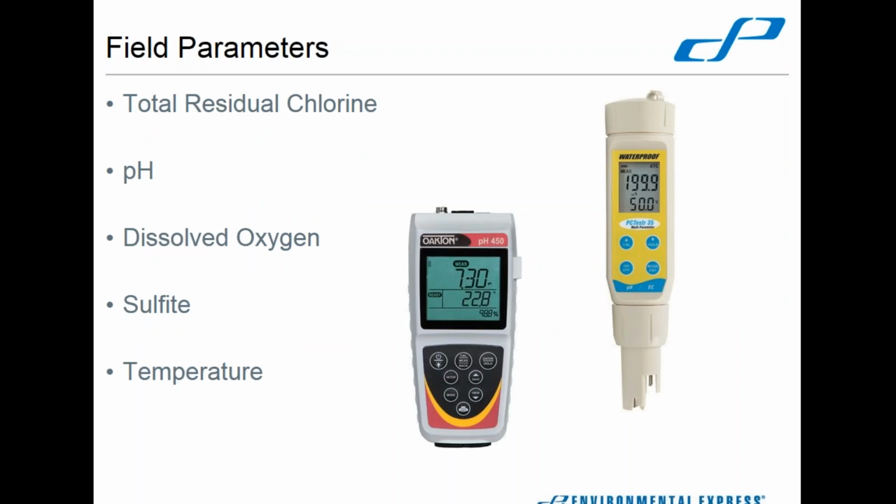Sulfite, probably not nearly as often, but the other four, TRC, pH, dissolved oxygen, and temperature, are some pretty common ones that will need to be documented, and those have to be done, or should be done, in the field. Chlorine is a very volatile type of analyte, and it can dissipate over time. If you've got a couple hours between collection and getting back to the lab, that chlorine can all be gone by the time you get back.